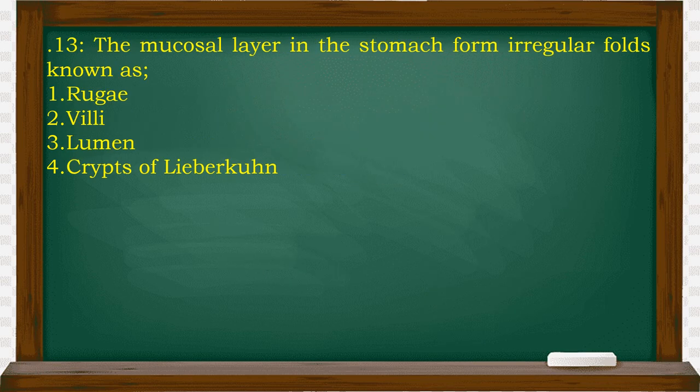Question 13. The mucosal layer in the stomach forms irregular folds known as option number 1, rugae, option number 2, villi, option number 3, lumen, option number 4, crypts of Lieberkühn.